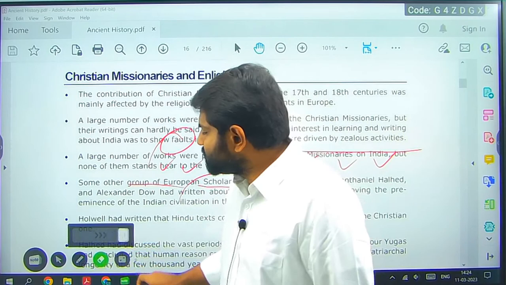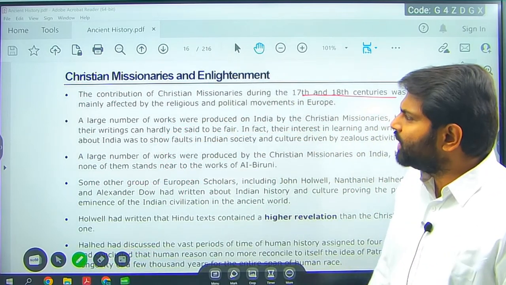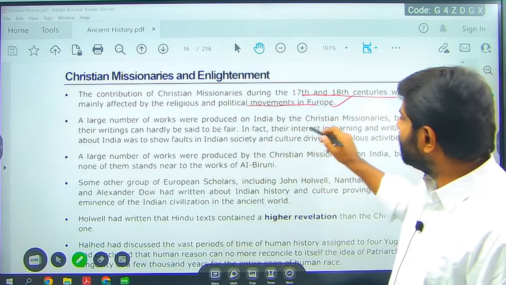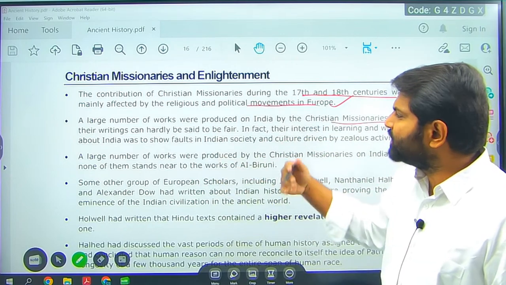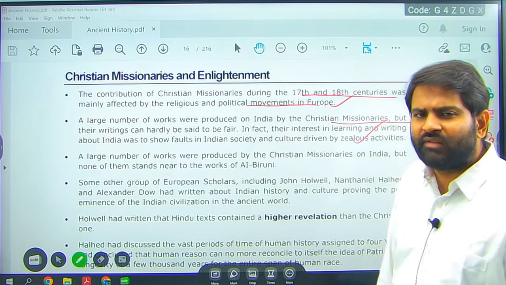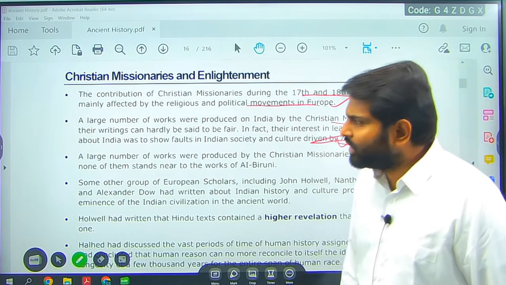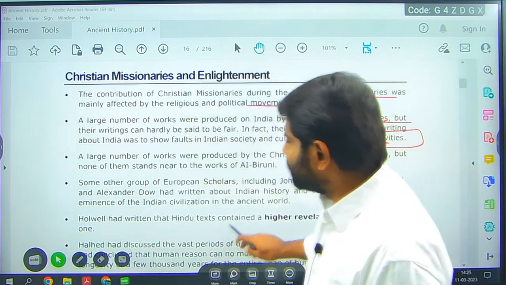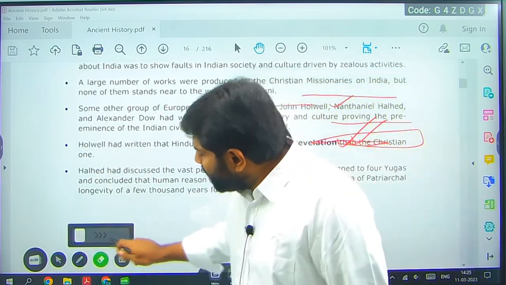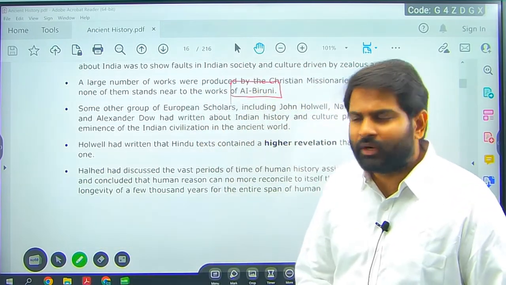Apart from that, Christian missionaries. The contribution of Christian missionaries during the 17th and 18th century was mainly affected by the religious and political movements in Europe. A large number of works were produced in India by the Christian missionaries, but their writings can hardly be said to be fair because there is religious or racial bias. That superior racial feeling is there, and because of that jealousy, most of the time historians don't find them non-partisan. So as I said, many works are there, but none of them stands close to Al-Biruni.